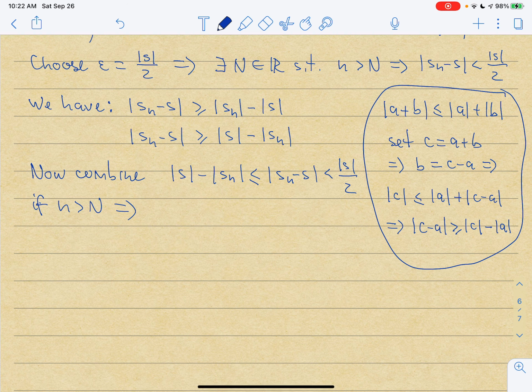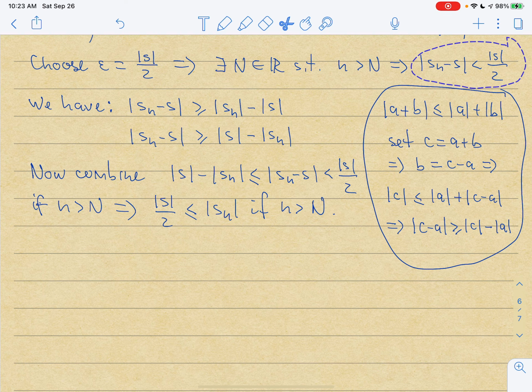But then if I rearrange the inequality that I just obtained, move S over 2 on to the left and absolute value of Sn on the right, what I'm going to get is that absolute value of Sn is strictly greater than absolute value of S over 2 if n is bigger than capital N. Okay, so once again, from the definition of a limit and using epsilon equal to absolute value of S over 2, we're going to get this circled inequality.